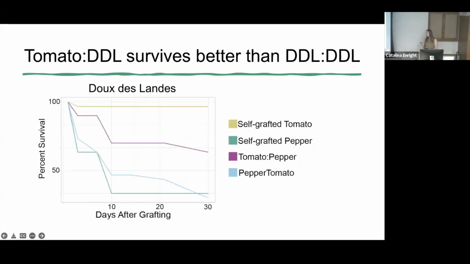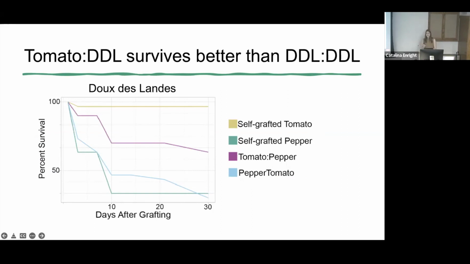And then we come to my pepper of interest, Dur-de-Lanz. So this is a really interesting graft combination. So the green line is self-grafted pepper. This pepper actually grafts really poorly. It has a very low survival when it's grafted to itself. But interestingly, it survives pretty well when tomato is grafted on top. So I think that this is probably what got people thinking that it was a compatible graft.